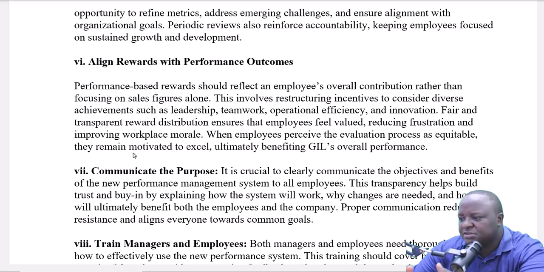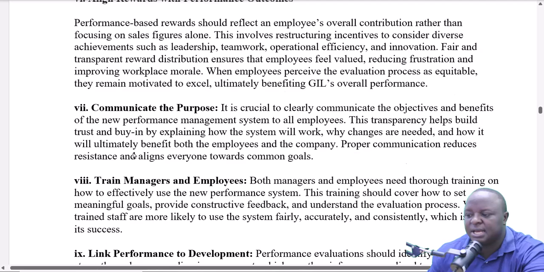So this involves restructuring incentives to consider diverse achievements such as leadership, teamwork, operational efficiency, and innovation. So fair and transparent reward distribution ensures that employees feel valued, reducing frustrations and improving workplace morale.